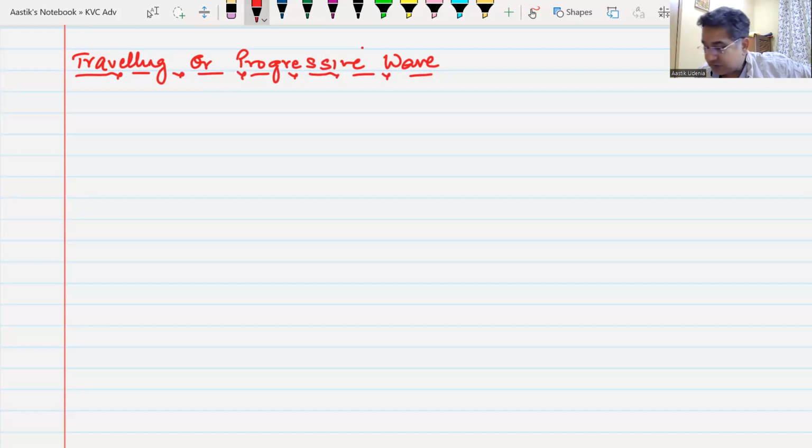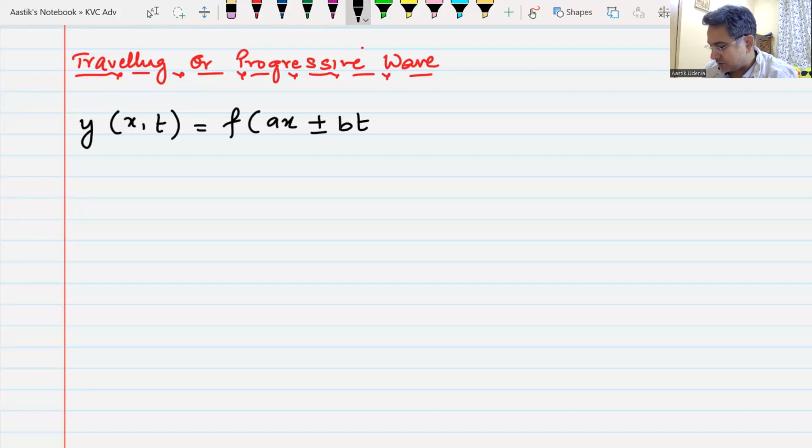So what will be the general equation of any wave? In what form will the general equation of a wave be? The general equation of a wave will be in the form like this: y(x,t) will be equal to f of (ax plus or minus bt). It now starts to look very complicated. Why does it start to look complicated? Because it will be a function of both x and t.